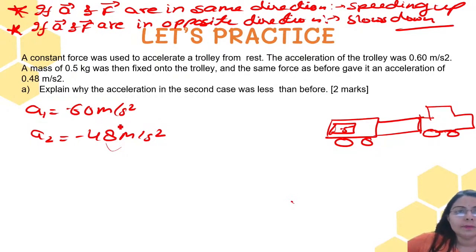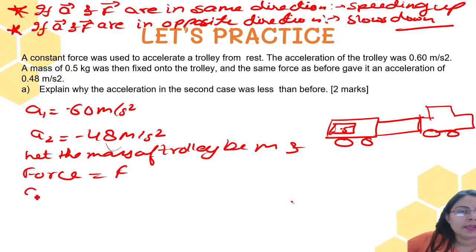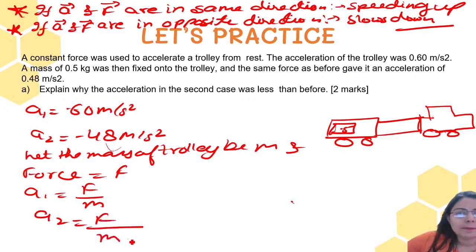Alright, let us assume the mass of the trolley is M, and the force is the same in both situations, equal to F. So I can say A1 is equal to F upon M. Acceleration is F upon M. And acceleration A2 is equal to F upon M plus 0.5. So here the force is the same.